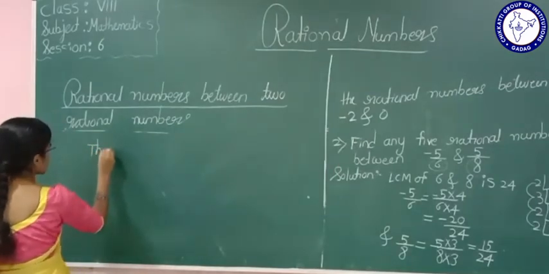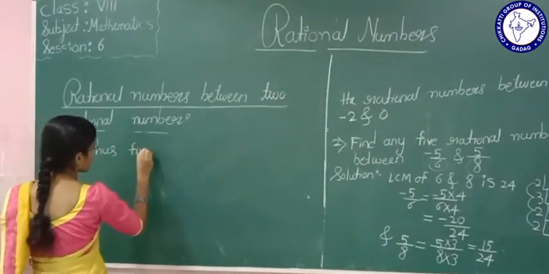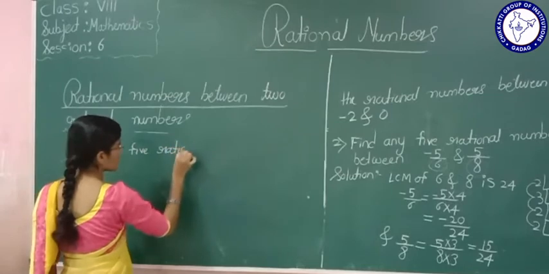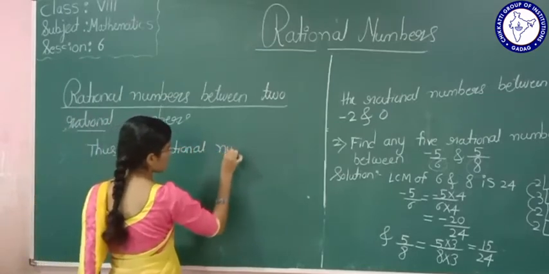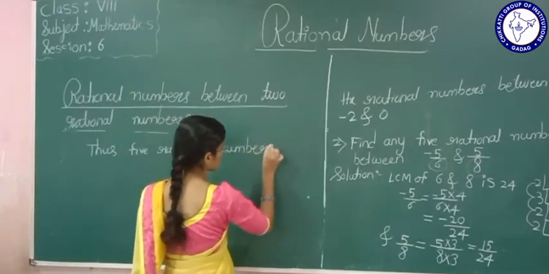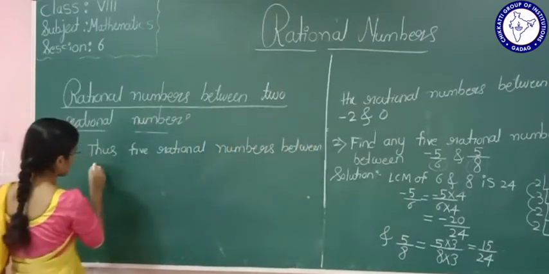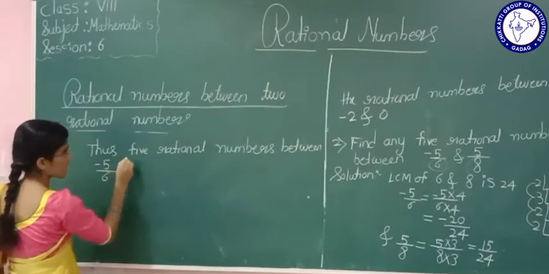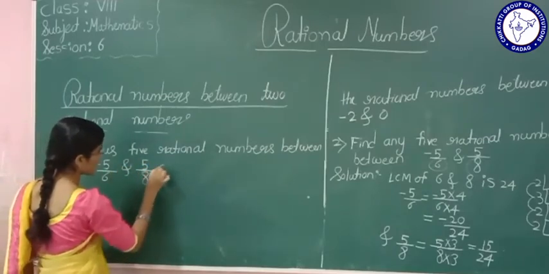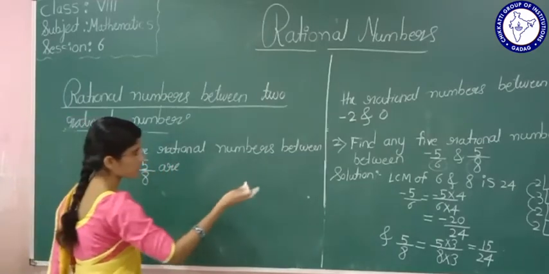Thus, 5 rational numbers between minus 5 by 6 and 5 by 8 are these. You can choose any 5 and write.